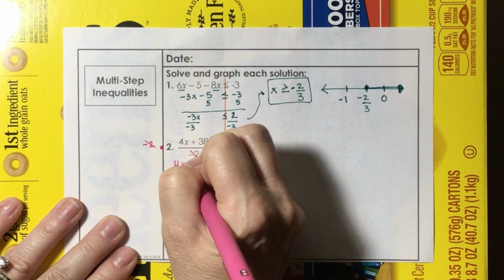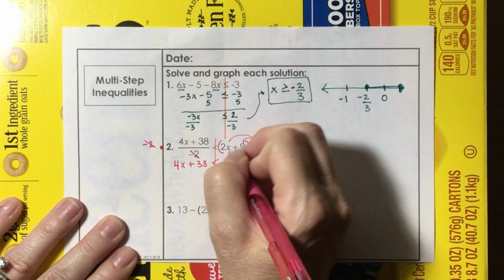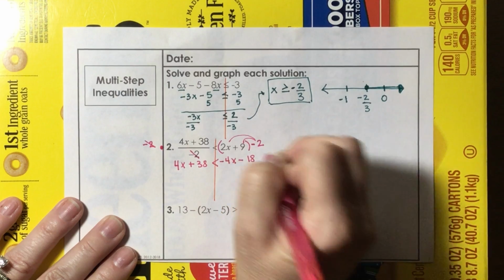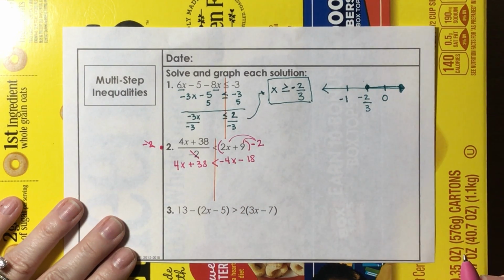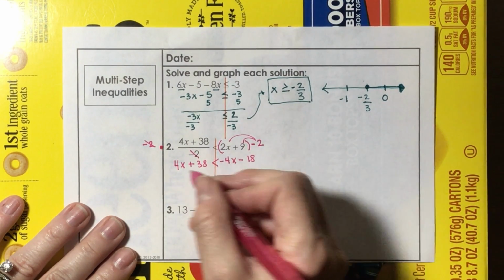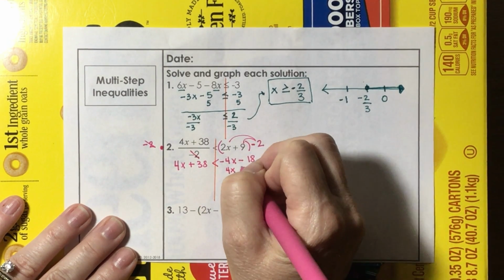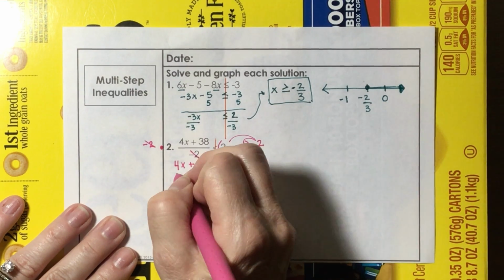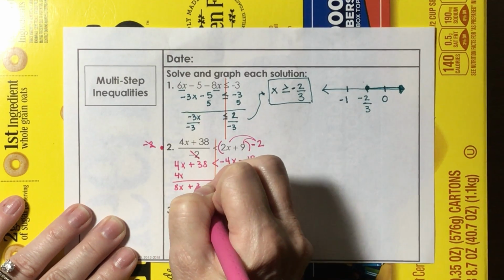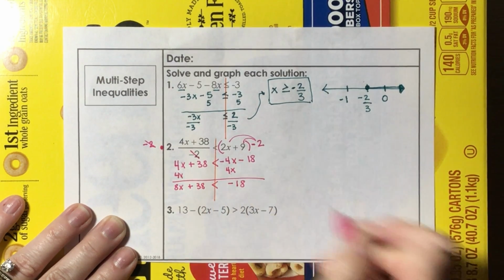So we have 4x plus 38 on the left is less than, and distribute that negative 2 out. We have negative 4x minus 18. All right. We are simplified on both sides. I'm going to go ahead and take my x's to my left. So I'm going to do the opposite of a negative 4 and put a positive 4 on both sides. So over here we have 8x plus 38. And on this side we are left with just negative 18.